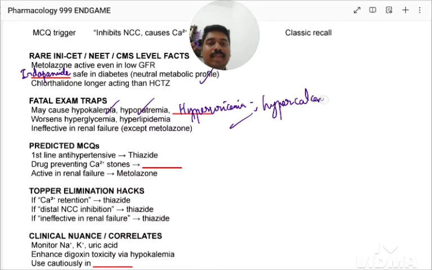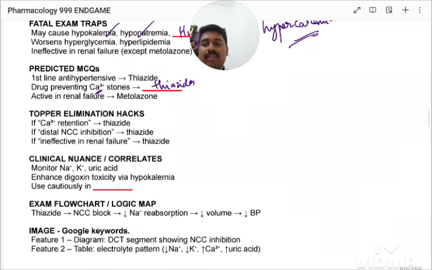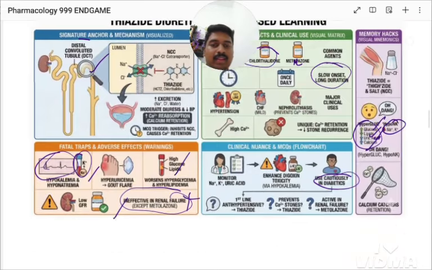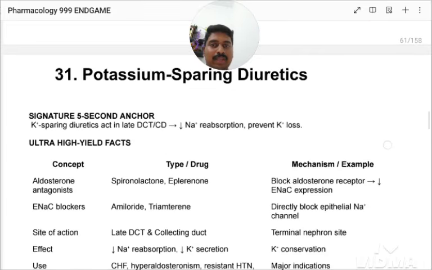It causes hypercalcemia, hence it is used for hypercalciuria. Next, the drug preventing calcium stones is thiazides. Next, use cautiously in which condition? Diabetes, and also in gout. In gout we don't use thiazides. Next, we'll go to potassium sparing diuretics.